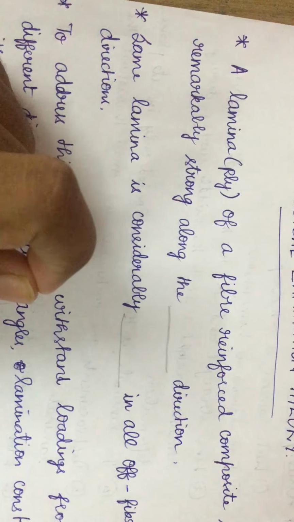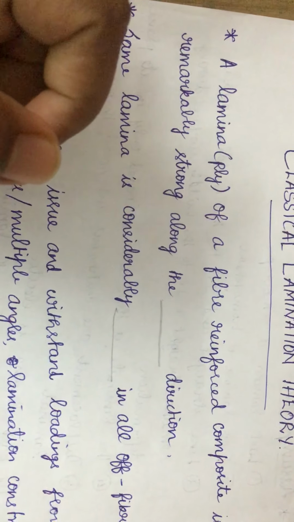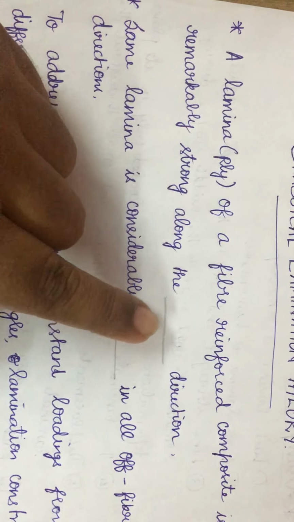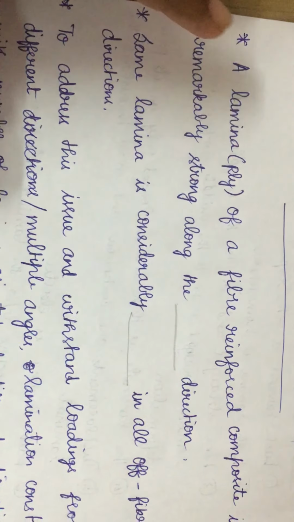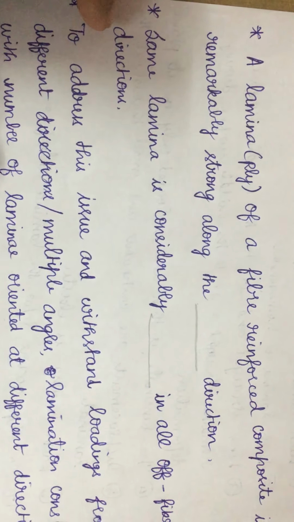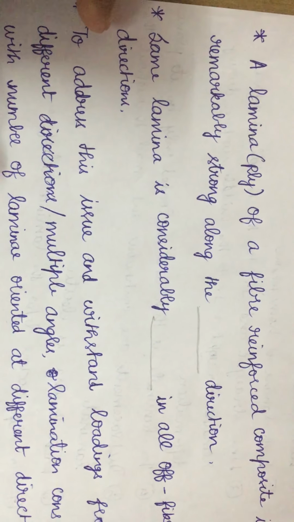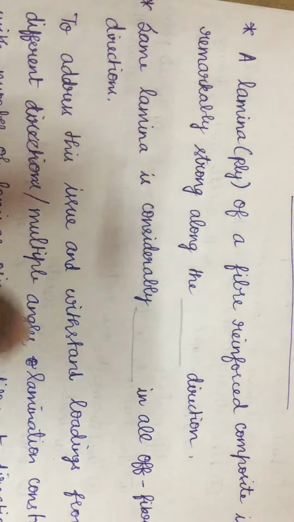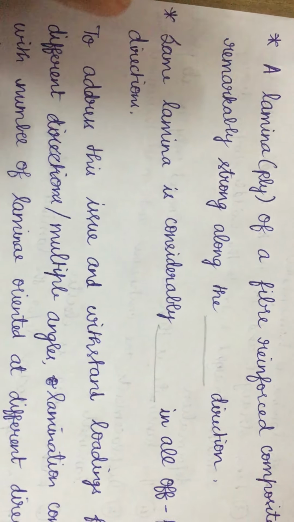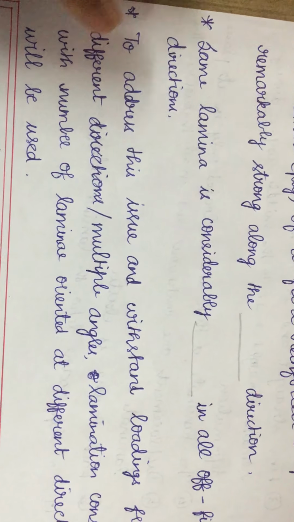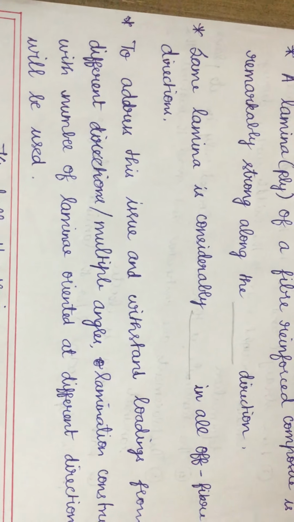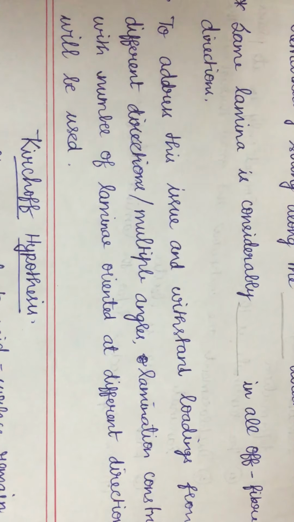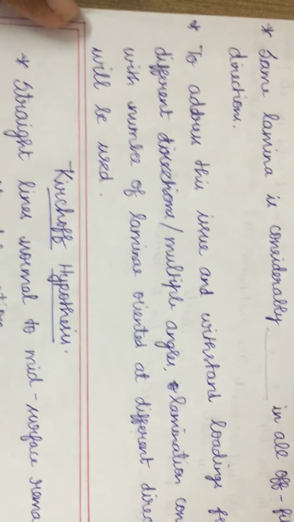So a ply or a single sheet of a composite is normally strong along the fiber direction. If we consider this same lamina, in which direction will it be weak? This will be our analysis. It will be weak in all the other directions apart from the fiber direction. This issue is being addressed by the classical lamination theory. To address this issue, Kirchhoff has some assumptions. Let us see what they are.